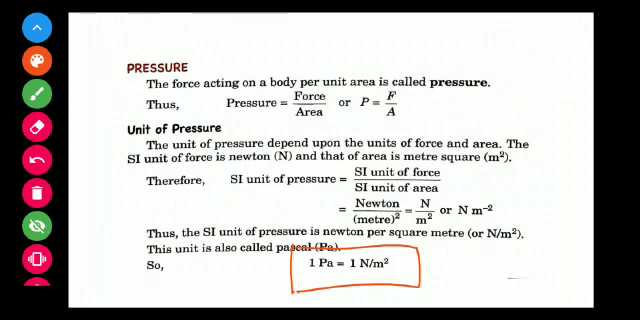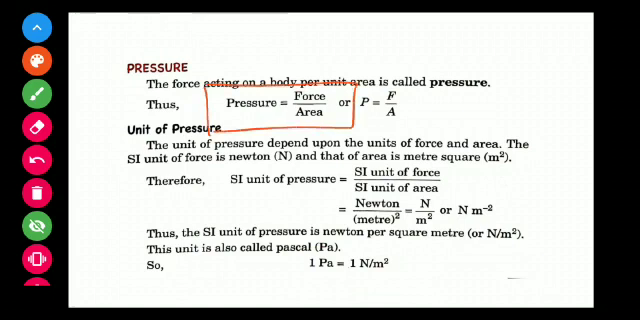So, this is your pressure. What is pressure? Pressure is the force acting on a body per unit area, or pressure is equal to force upon area, and this is the normal force acting on an area. Unit of pressure is Newton per meter square or 1 Pascal, and 1 Pascal is equal to 1 Newton per meter square.